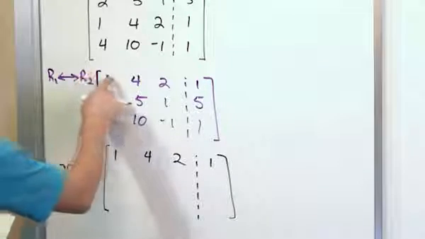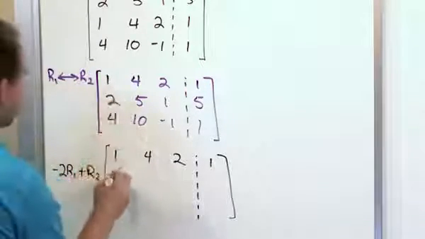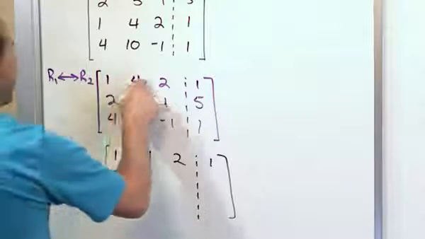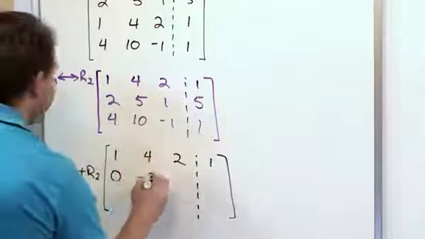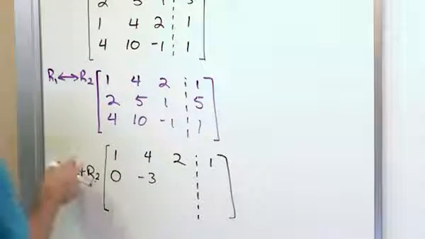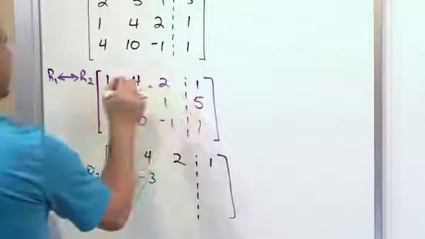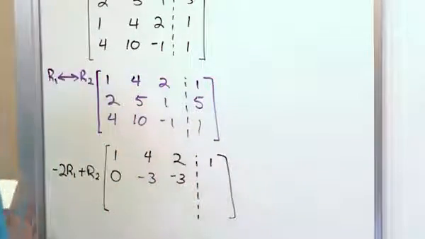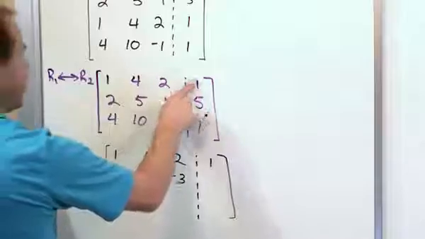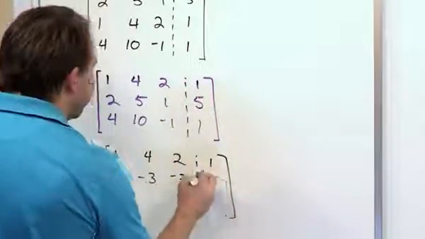So if I multiply this by -2 and add it to this, I get a 0, which is what I want. If I multiply this by -2 and add it, it will be -8 plus this, which would give me -3. All right, if I take -2 and multiply by this, I'll get -4 plus this will give me -3 right there. And then if I multiply this by -2, that'll give me -2, adding to this giving me +3.